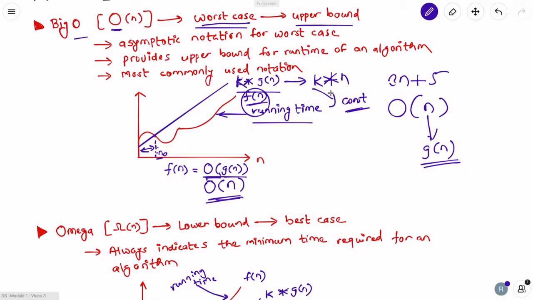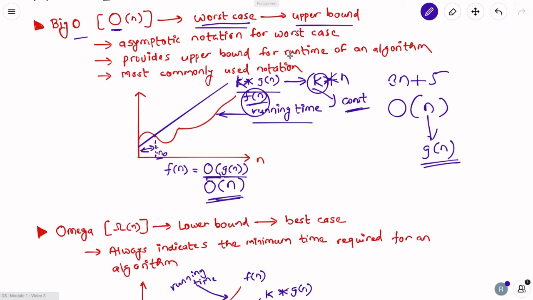So in this case, when we say that f of n is equal to big O of n, that means the running time of the program is not going to exceed k into n, where k is a constant. So that is very simple. That is the big O notation, and this is the mostly used notation.